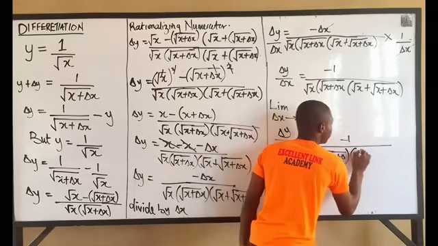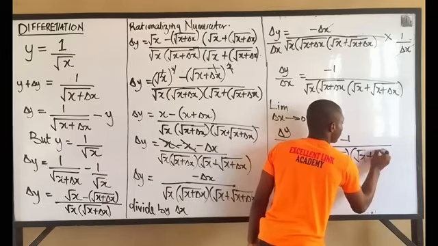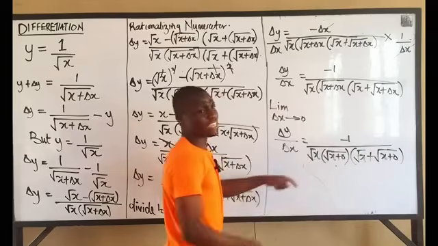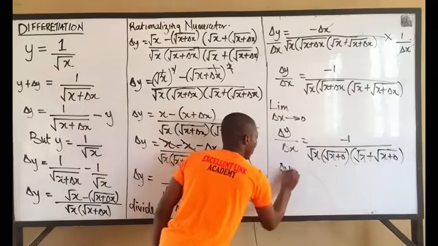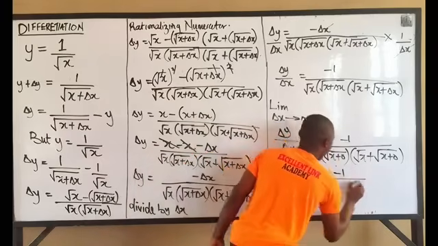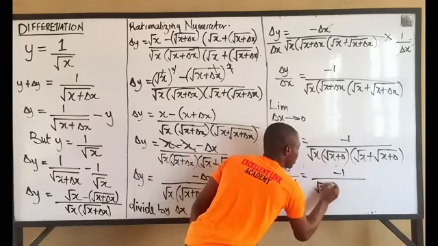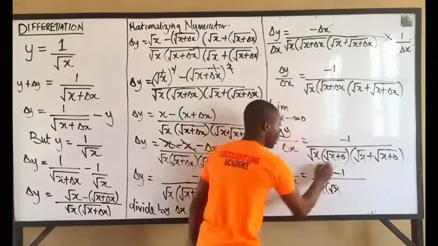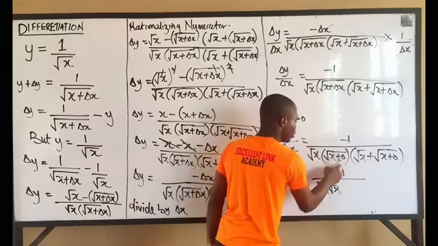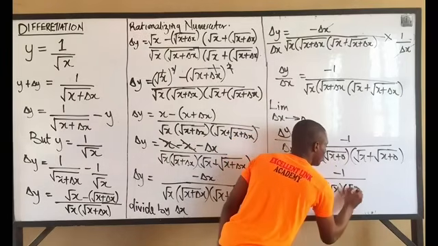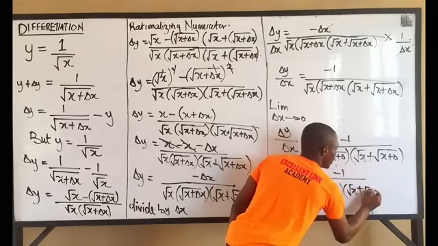Right here, let's get an answer, please. My change in y over change in x is obviously minus 1 all over root x into root x. True, right? Because root x plus 0 is still root x.